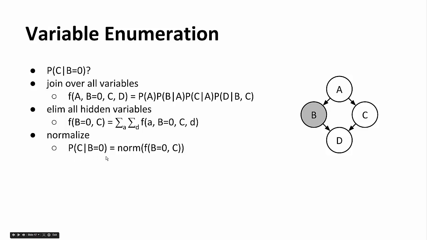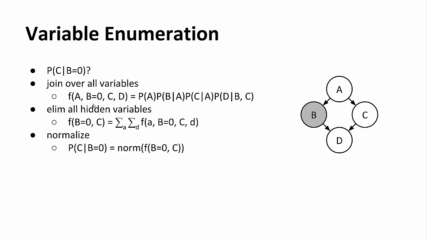Okay? So very straightforward, very easy to understand, but we're typically not going to be using this solution, and that's because to do variable enumeration, in the first step, you have to join over all of the tables, and you'll end up with some huge table here. Okay, so imagine that we have a much larger Bayes net with maybe 100 variables.